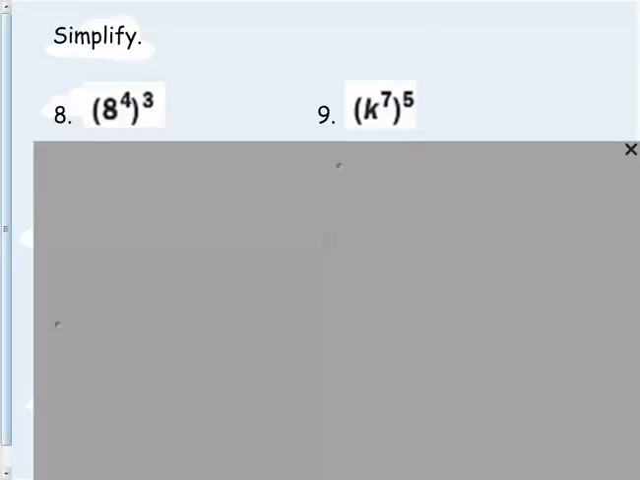All right, go ahead. Oh, just kidding. This is something new. So we have powers to a power here. I have 8 to the 4th power, and this is being cubed. So what does that really mean? Same thing over here, k to the 7th power, and it's being raised to the 5th power.